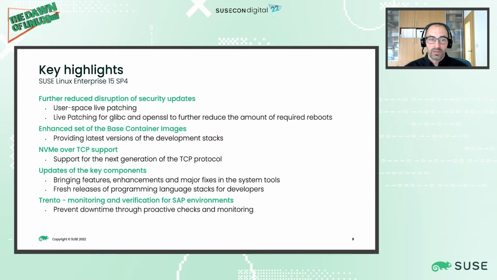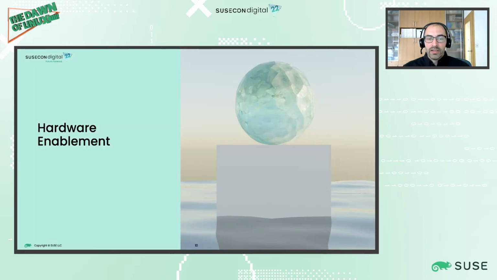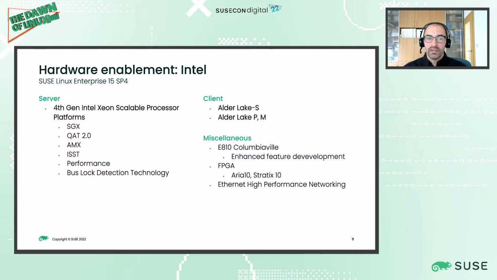Hardware enablement: I mentioned we are working with our partners who produce the hardware, and we take their bits and patches and enable their latest development so that the software and applications can run seamlessly and as fast as possible. A good example is our collaboration with Intel, where we are enabling their latest 4th generation Xeon processor platforms, including all the various extensions as outlined in the slide. Also other platforms like Alder Lake and other devices as well.